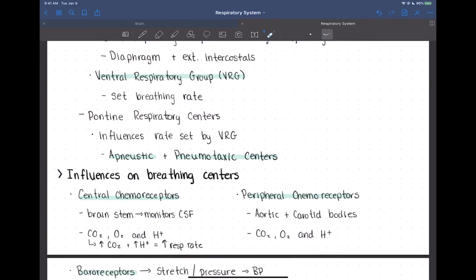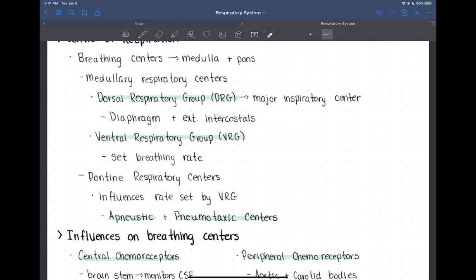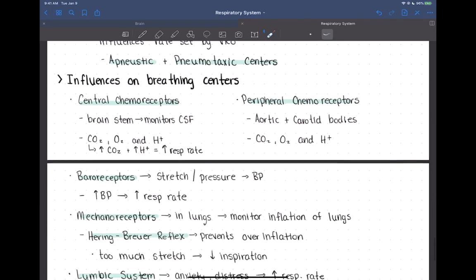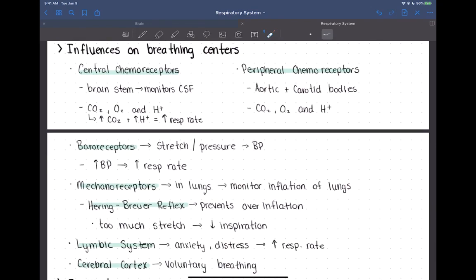So we have our major breathing centers setting up breathing in the medulla, and then that can be influenced by the centers in the pons. And then lastly, let's talk about some influences on breathing.